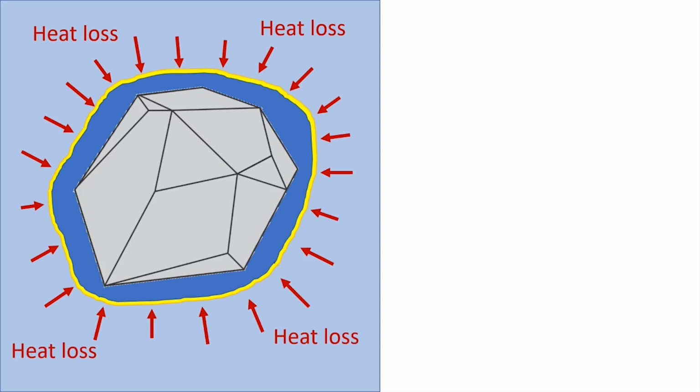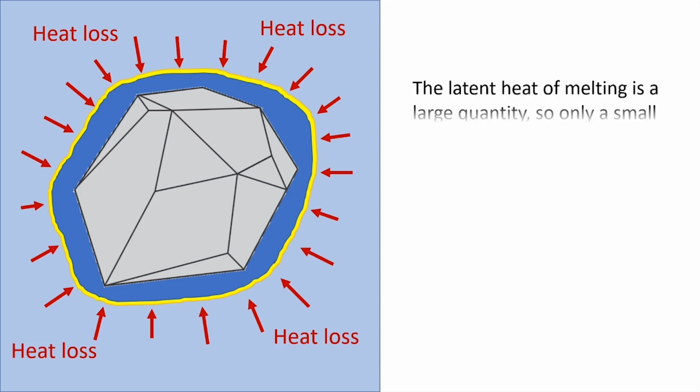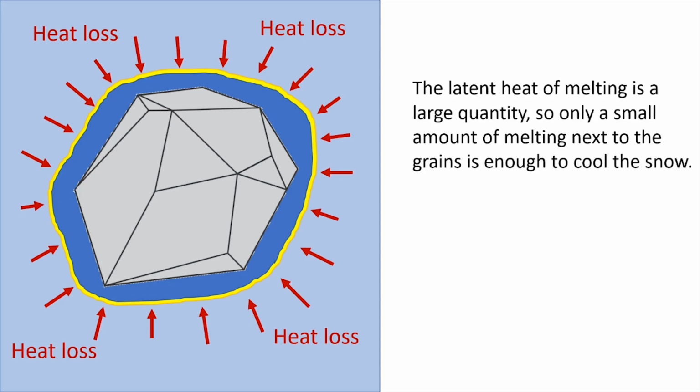However, concentrated salt water freezes at minus 21, so the snow cannot be cooled below minus 21 degrees. Basically, the heat of melting is a large quantity, so only a small amount of melting next to the grains is enough to cool the snow around the sprinkled salt. Let's look at the latent heat graphically.